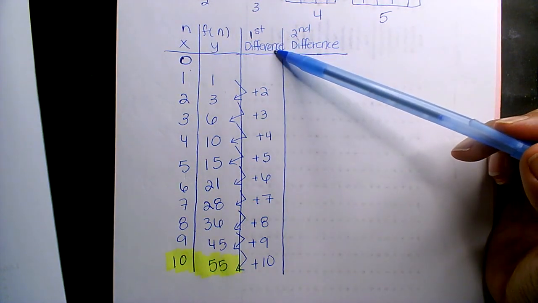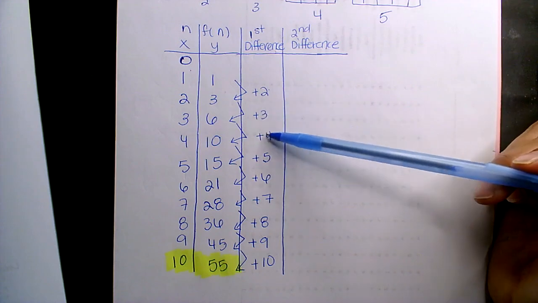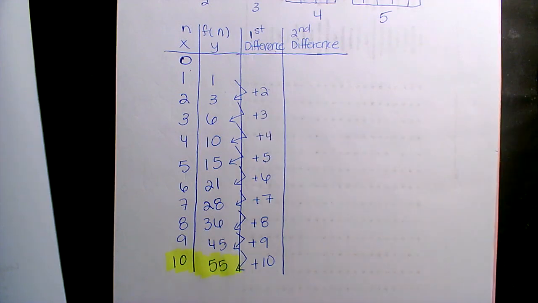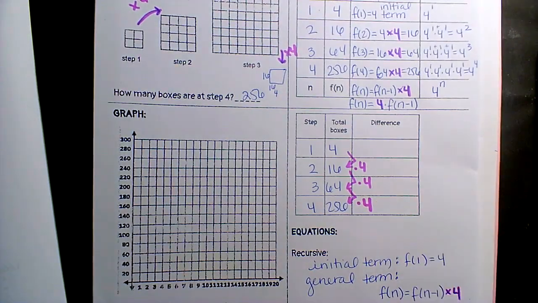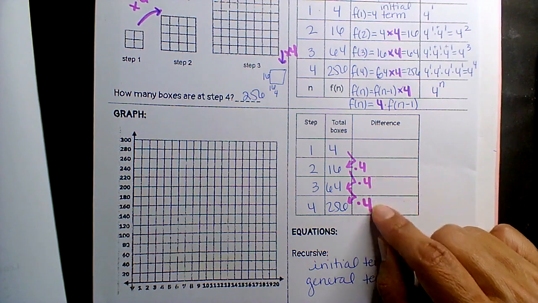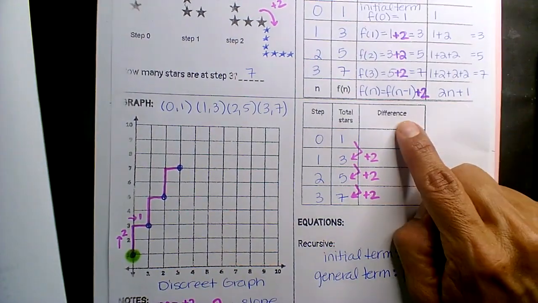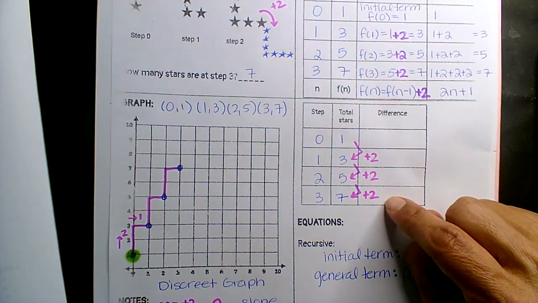Okay, see how the difference is not constant? See how it's 2, 3, 4, 5. If you look at your linear and exponential work, we had a constant. For exponential, we had a constant of 4, right? So that difference is times 4, times 4, times 4. When we looked at the linear pattern, what's our first difference? Plus 2, plus 2, plus 2, plus 2.